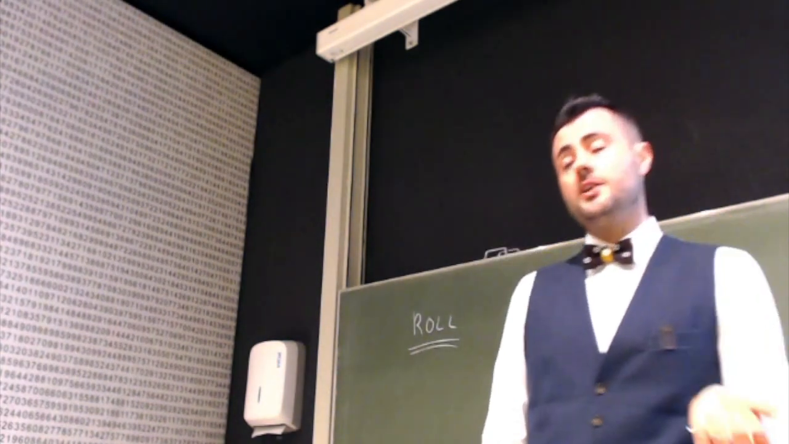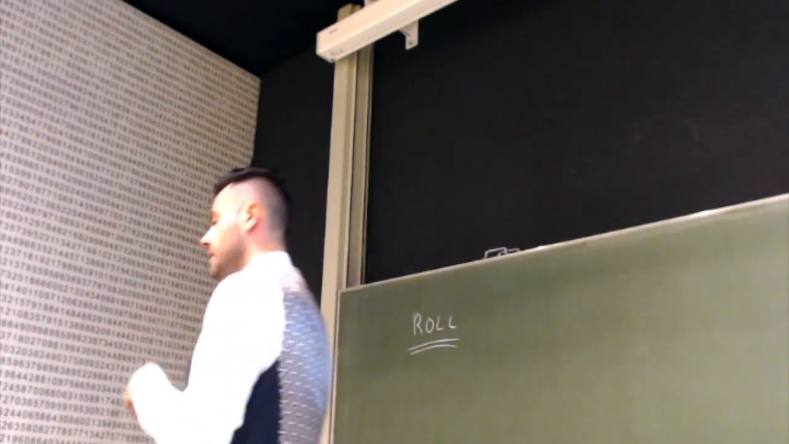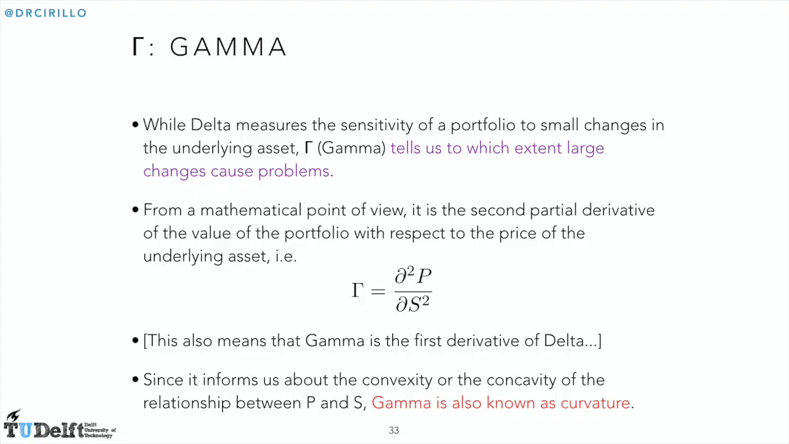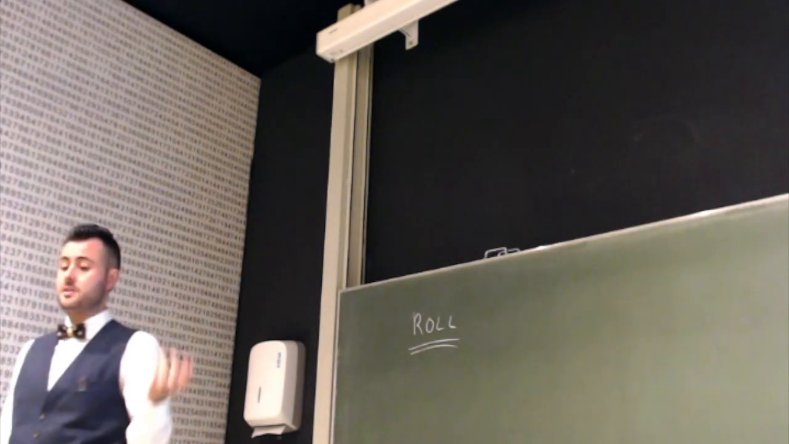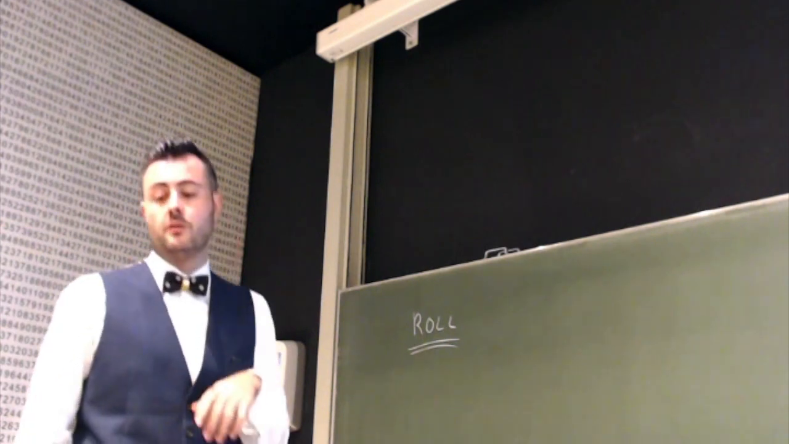Now, the Greek that deals with large changes in the price of the underlying asset is gamma. Gamma is nothing more than the second partial derivative of the value of the portfolio with respect to the price of the underlying asset. Gamma is also known as curvature. Why? Because it measures actually how convex or concave the portfolio value function is with respect to the price of the underlying asset.